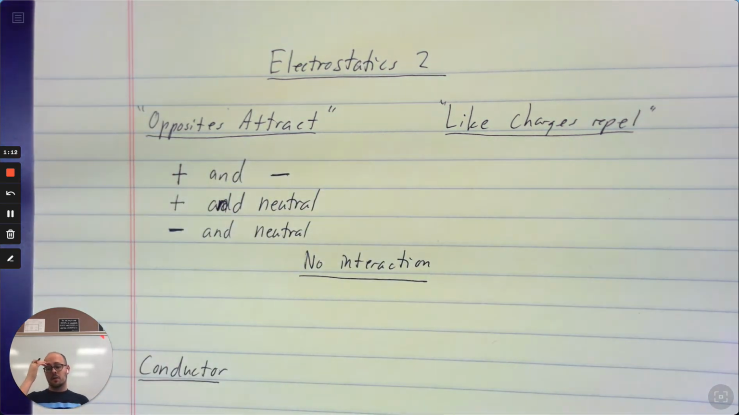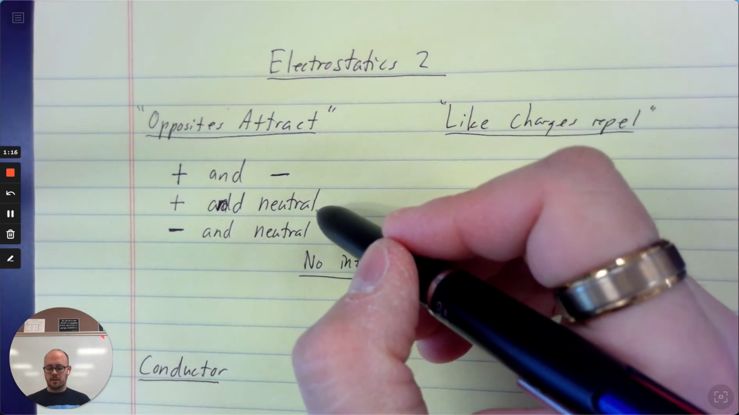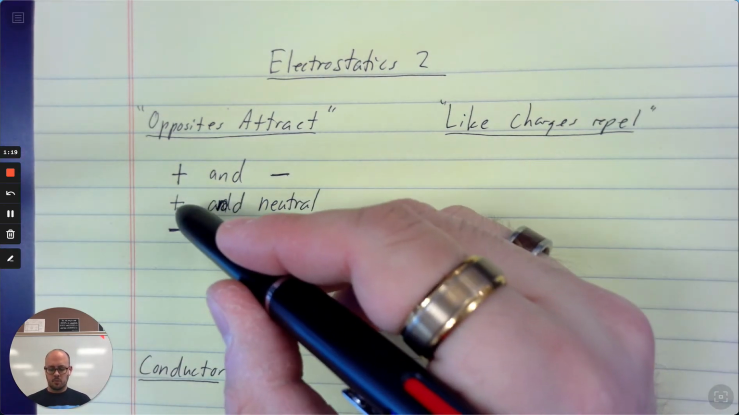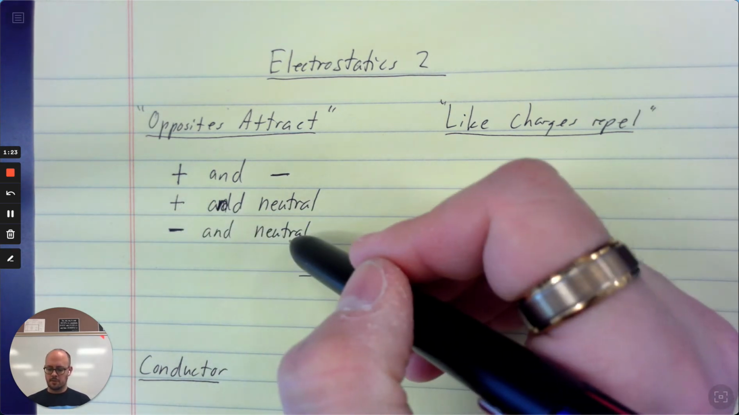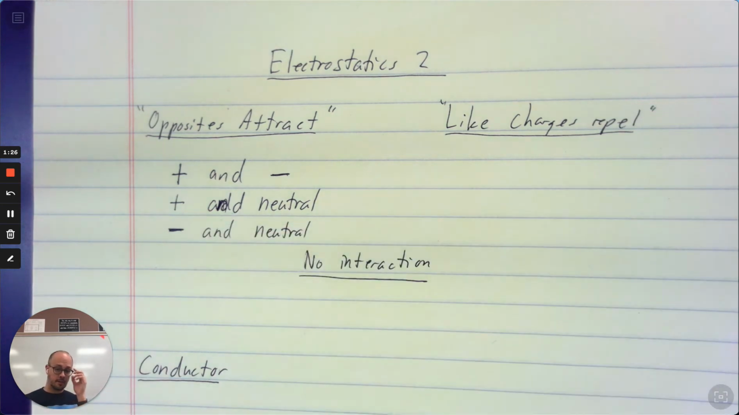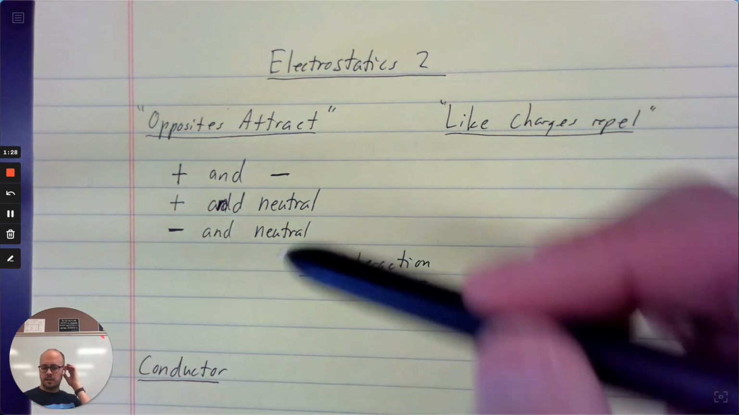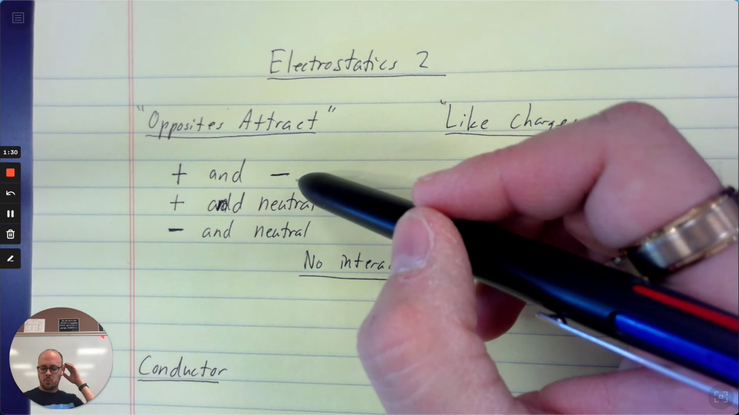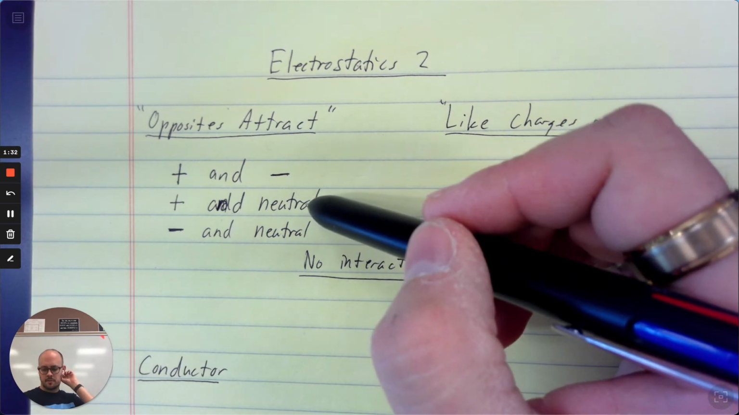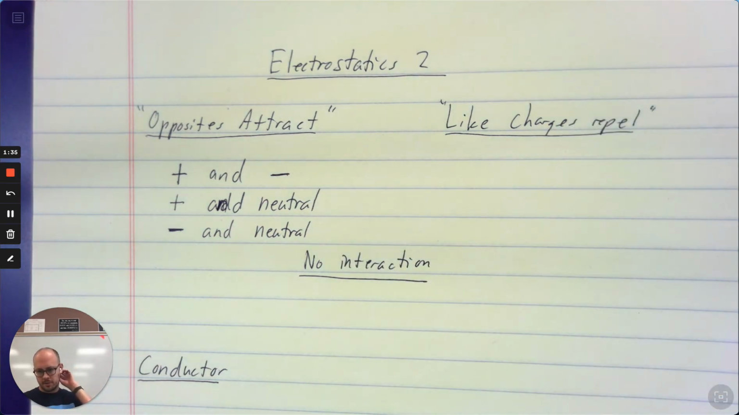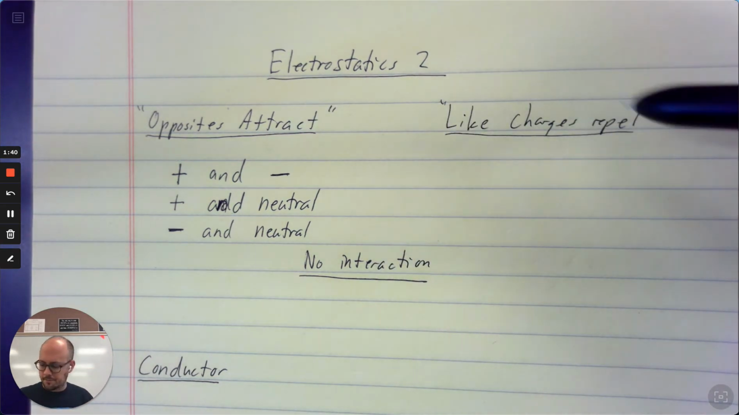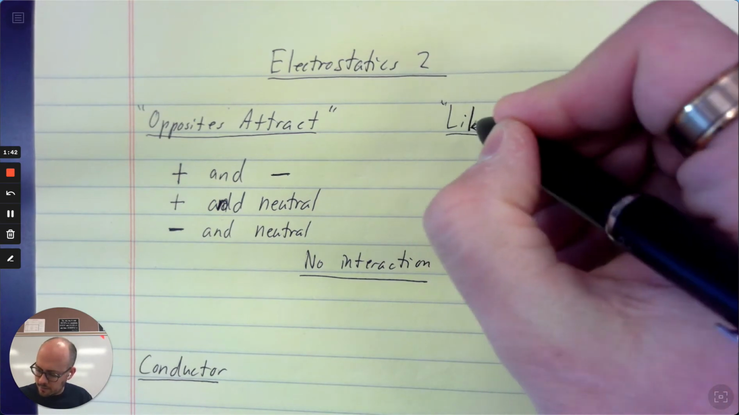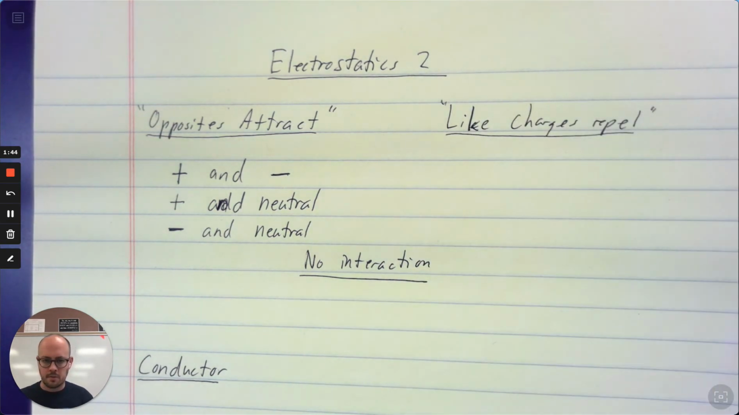Now, it's a bit misleading because what we'll talk about later is that those neutral objects will have electrons in them that are attracted to the positive, and this neutral object has protons in them that are attracted to this object. So it's not truly three different rules, it's really one rule that just gets kind of bent when there's a neutral object. The analog for that, or the counterpoint to that, is like charges repel one another.